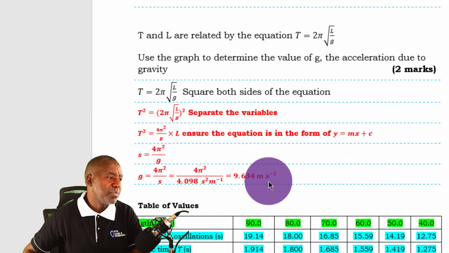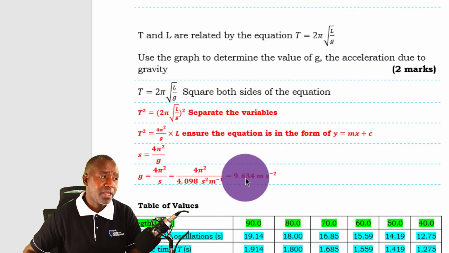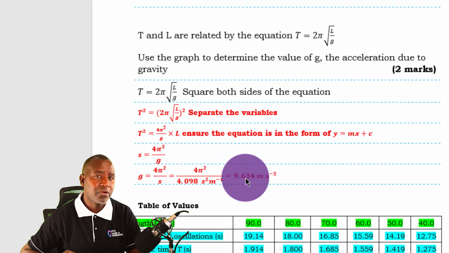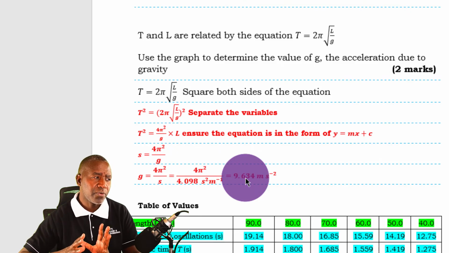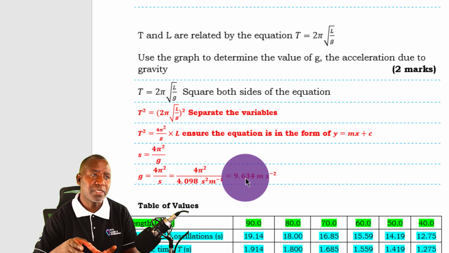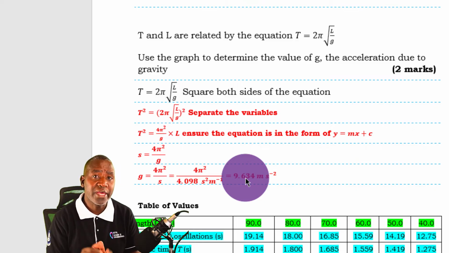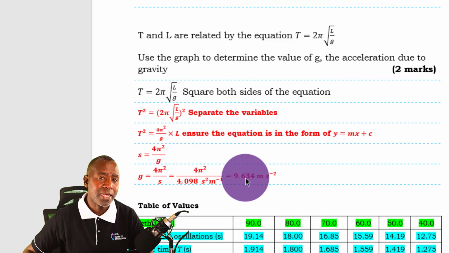9.634 meter per second squared. And again, you can see that my values were very, very accurate, because the value of g is 9.81. So if, for example, it's given that it should be plus or minus 9.8, plus or minus maybe 0.5, I will be within the range which the examiner has given.